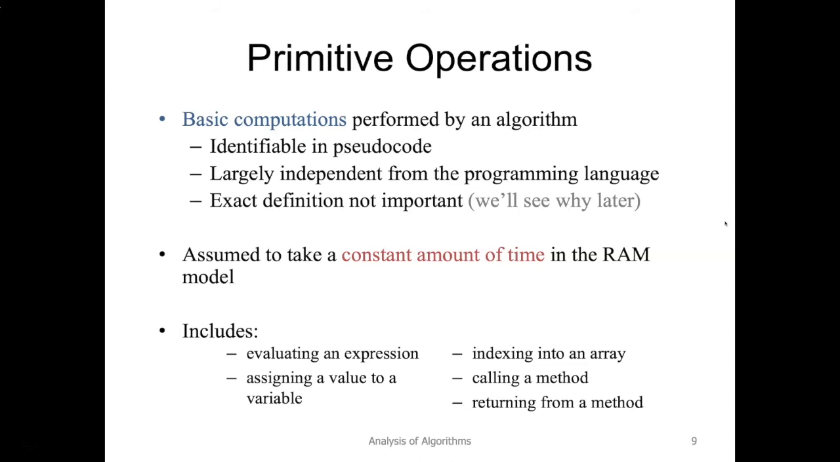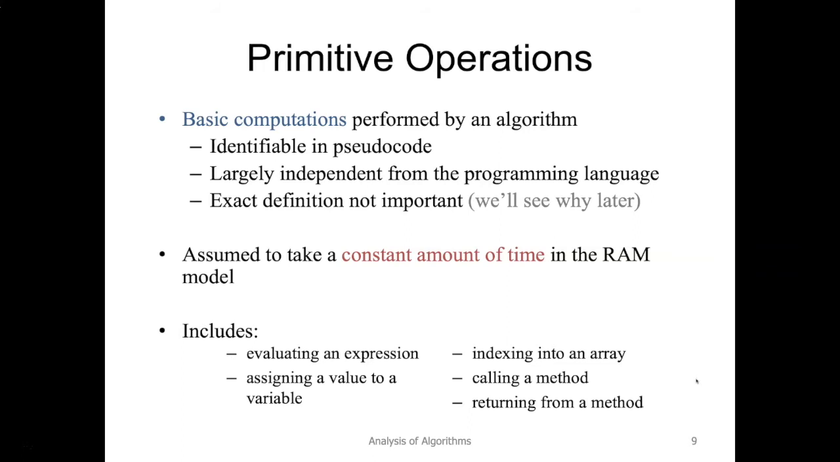These primitive operations are assumed to take constant time in our RAM model. So this includes things like evaluating an expression. If we evaluate 5 plus 3, this is one primitive operation. Assigning a value to a variable, so if we assign the value of 5 to the variable x, that's one primitive operation. Anytime you index into an array, so accessing the first or the third or the 10th element of an array, that's one primitive operation. Just the act of calling a method, not actually executing everything inside that method, but just the act of calling it, is one primitive operation. Returning from a method is a primitive operation. Evaluating an expression, so this could be addition, this could be evaluating if an expression is true or false. These are examples of primitive operations.